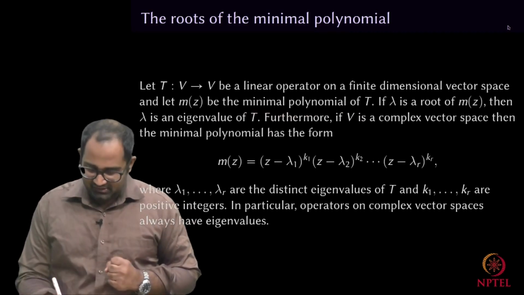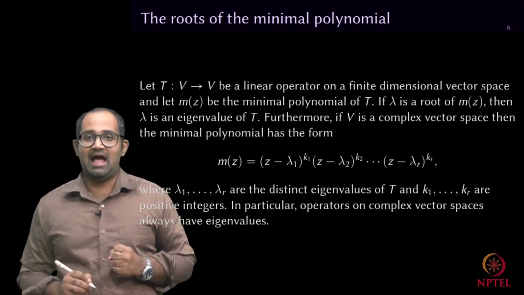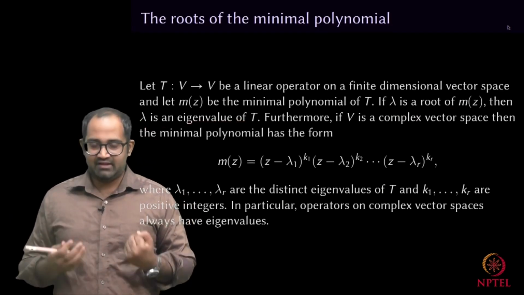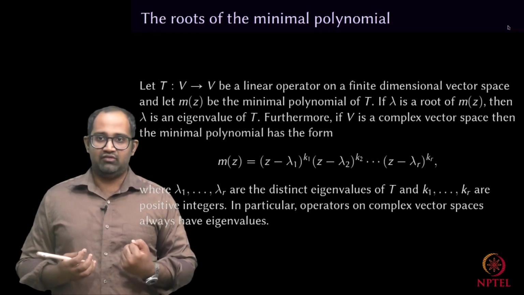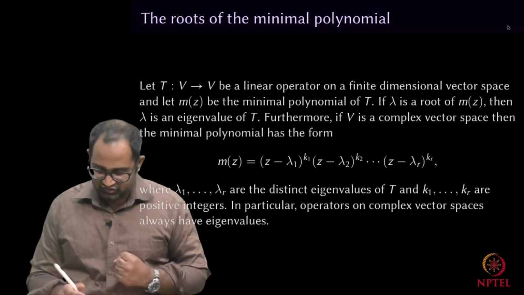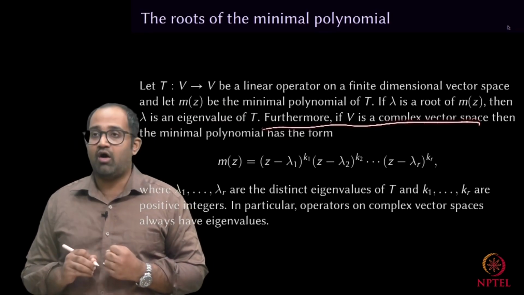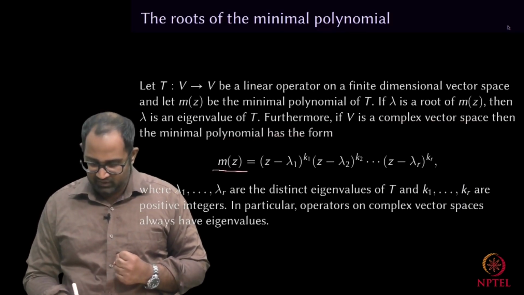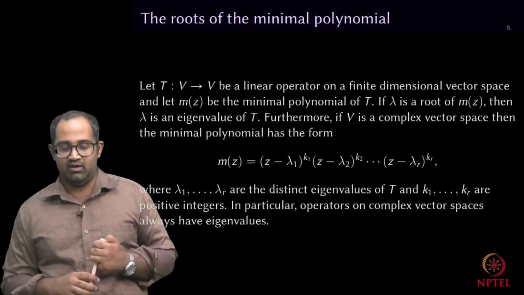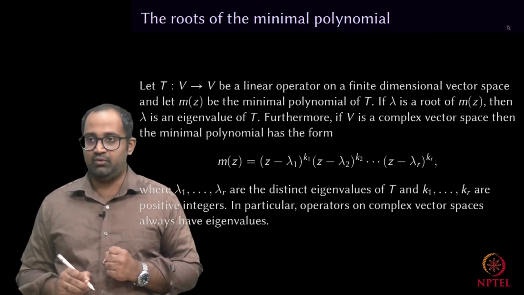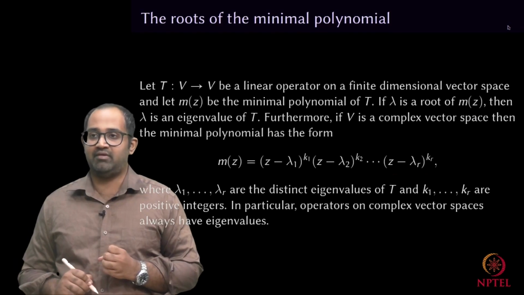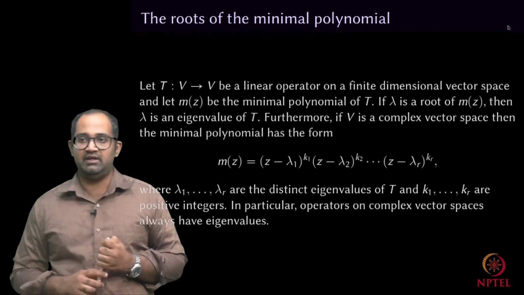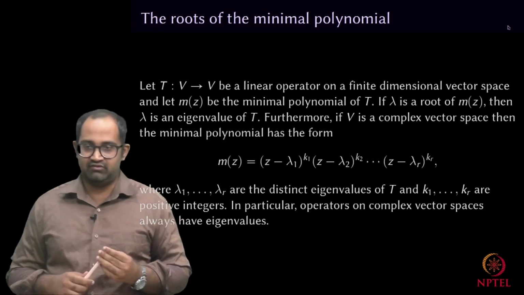If lambda is a root of m(z), then lambda is an eigenvalue of T. Now the next part is just the fundamental theorem of algebra, so I will not elaborate on it much. Furthermore, if V is a complex vector space, then the minimal polynomial has the form m(z) = (z − λ1)^k1 (z − λ2)^k2 ... (z − λr)^kr, where λ1 to λr are the distinct eigenvalues of T and k1 to kr are positive integers.